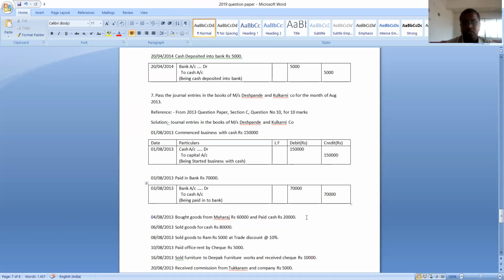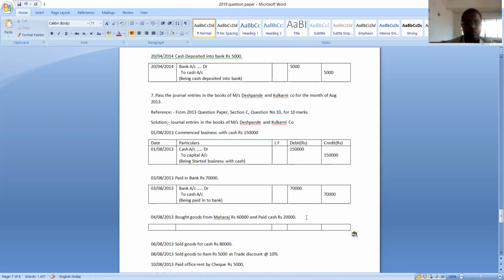Let us move to next transaction. Next transaction is dated on 4th of August 2013. What is the transaction? It is bought goods from Maharaja rupees 60,000 and paid cash rupees 20,000. We bought goods from Maharaja worth rupees 60,000 and paid him cash rupees 20,000. So how many accounts you are finding here? We are actually finding here three accounts.